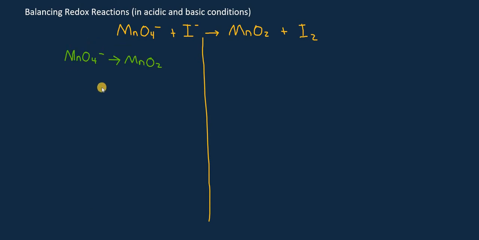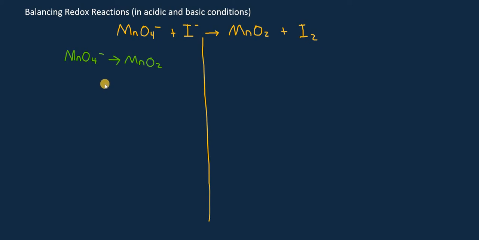So here's my reduction reaction. The first thing you always want to balance is the non-oxygen, non-hydrogen elements. We don't have any hydrogen here. We do have oxygen, but we also have this manganese, and that's what we need to balance first. Luckily in this one, the manganese is already balanced because we have one here and one here. So we don't have to worry about that. Like I said, we don't have any hydrogens.